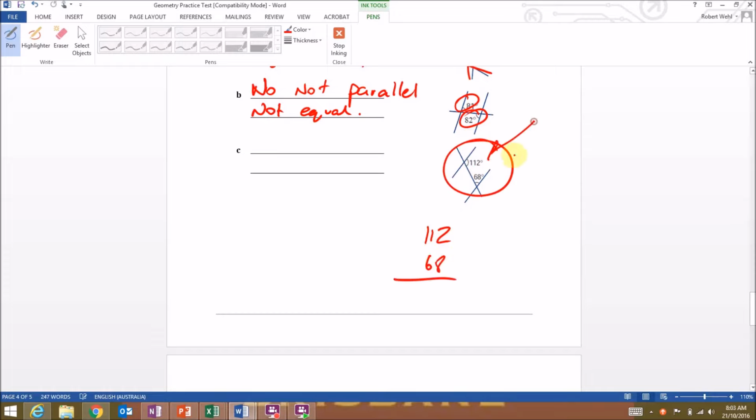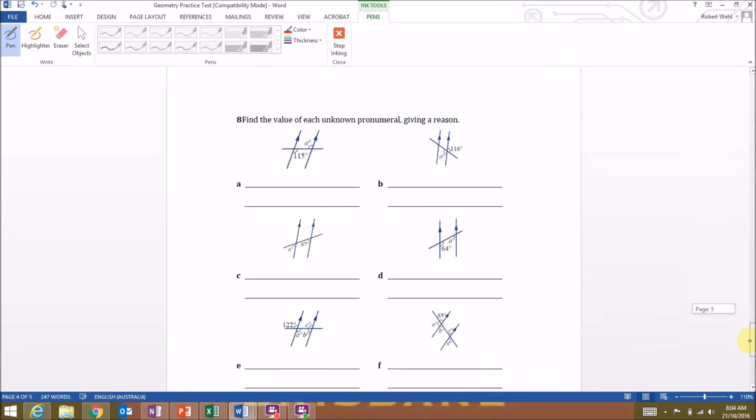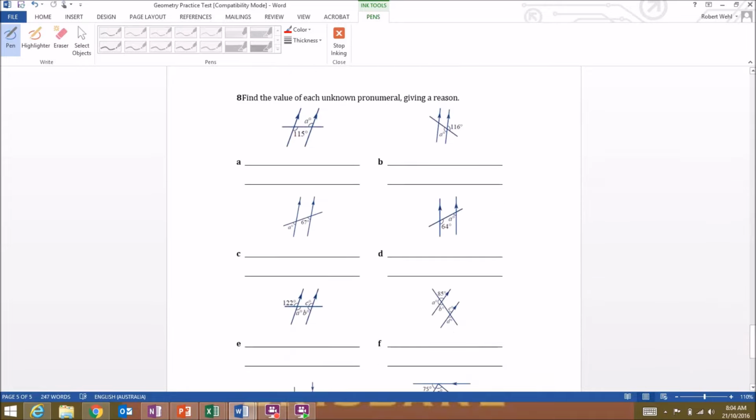Now these two are co-interior angles because they're both inside on the same side of the transversal. So let's add them up, see if they equal 180, which they do. So that means that is a yes. And you would state because it equals 180 degrees, they're co-interior angles. Okay? So this one, find the value of each unknown pronumeral, giving a reason. So here you are stating what the angle is, and you are saying why.